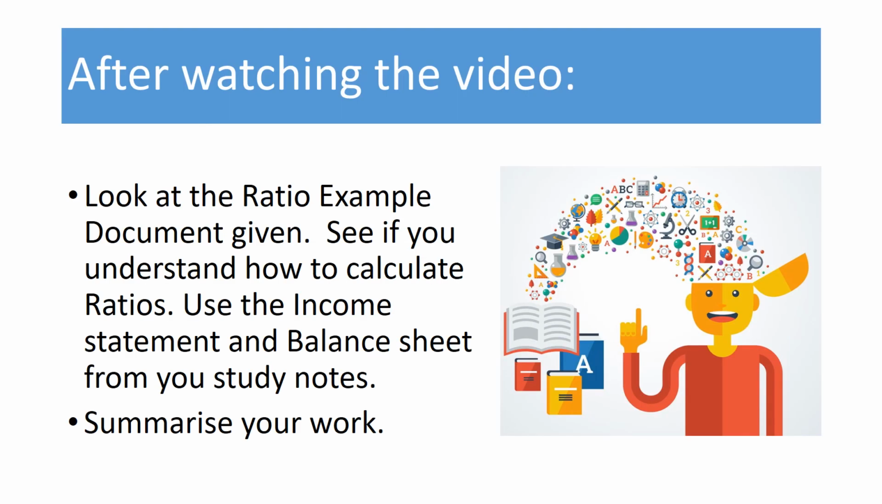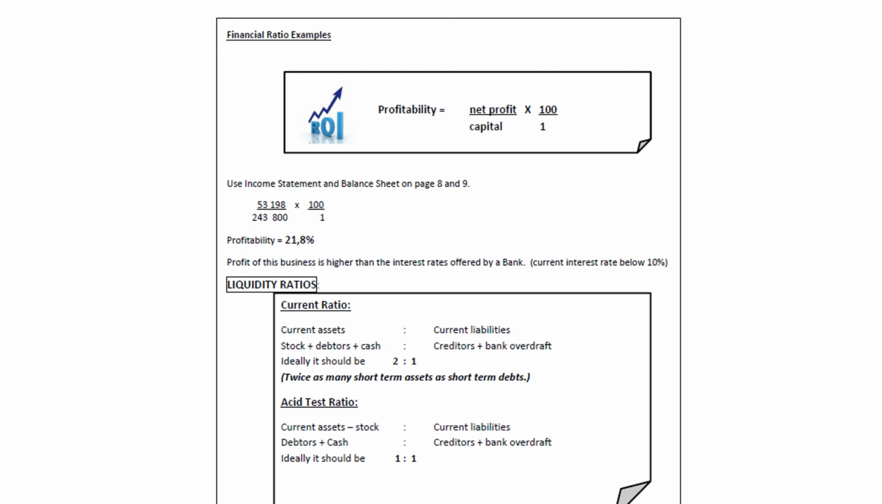Right, after watching this, I want you to look at the ratio example document that's uploaded. Use the income statement and balance sheet from your study notes. See if you understand how these ratios are calculated. And remember to summarize your work. Next lesson, we are going to have a worksheet on how to calculate ratios. It's important for you to understand this. This is the document you need to work through.